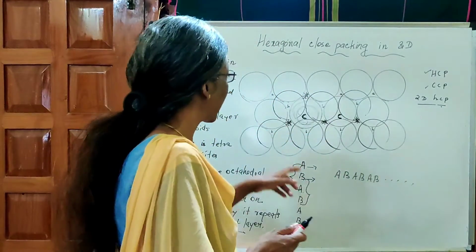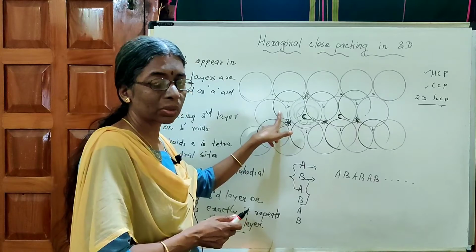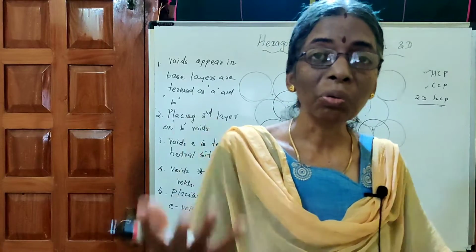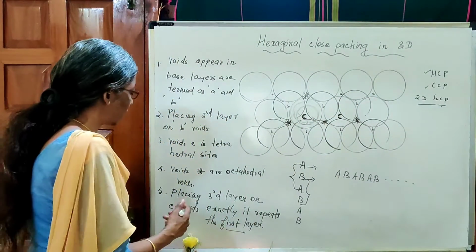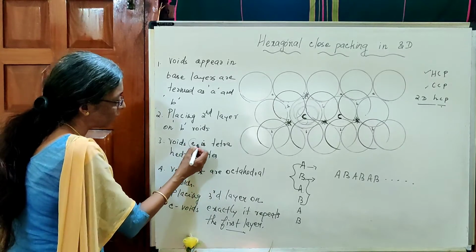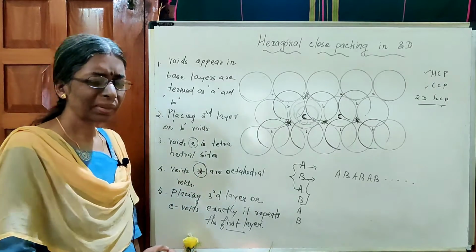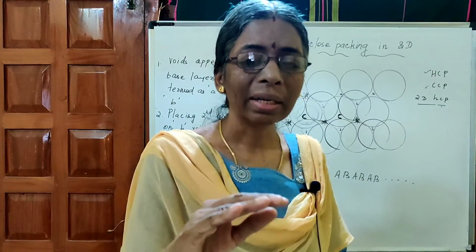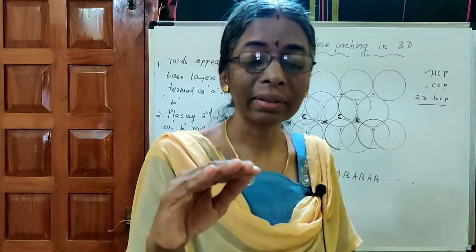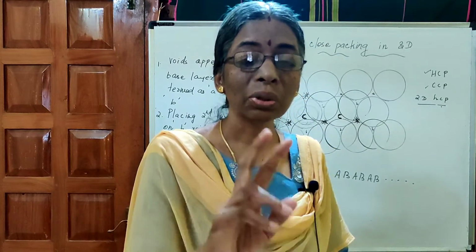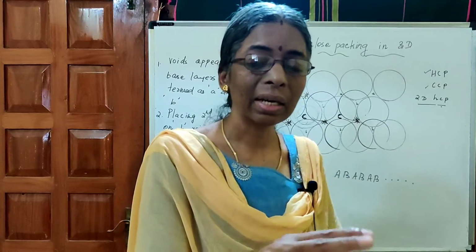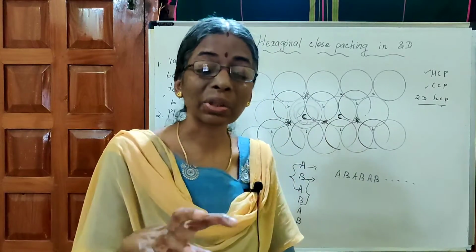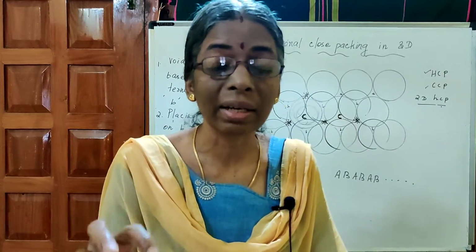Here I have placed it on b voids, so it gives the second layer. After placing the second layer, we get new voids. These new voids we have named C voids and asterisk voids. The C voids are simple, tetrahedral voids. So two types of voids are coming: C voids, and, for your understanding, I have given the asterisk sign to the other.